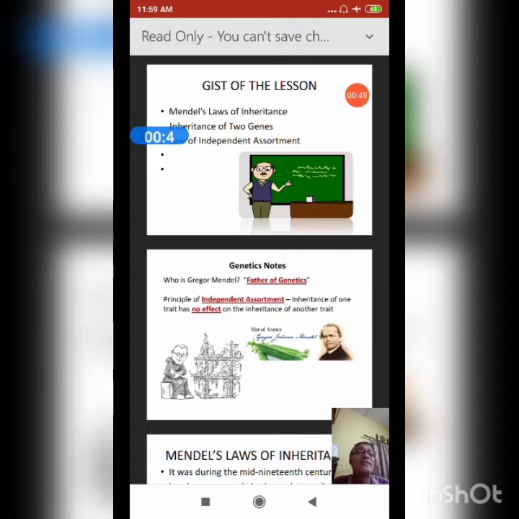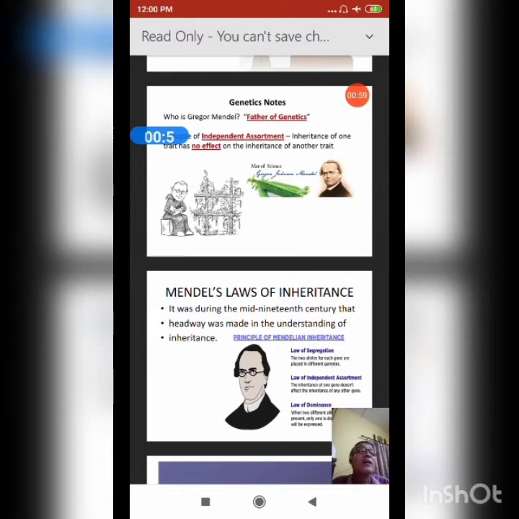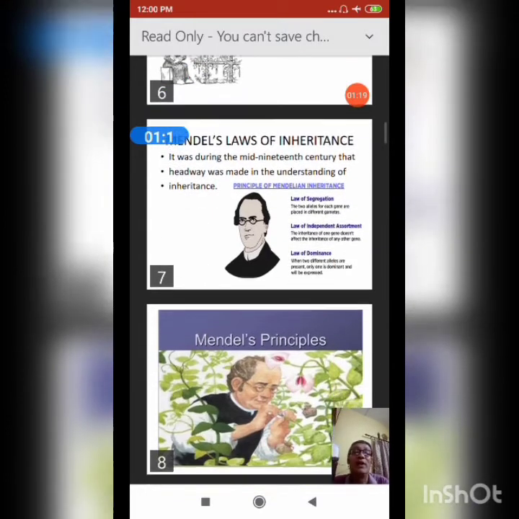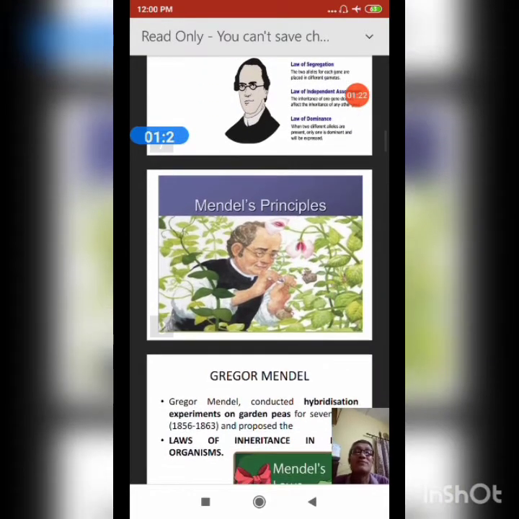He is said to be the father of genetics, and he discovered the principles of independent assortment. It was during the mid 19th century that headway was made in the understanding of inheritance, and in that perspective Mendel discovered the principles of Mendelian inheritance: the law of segregation, the law of independent assortment, and the law of dominance. We have already discussed these points in my previous video lecture. Let us recapitulate at the onset.